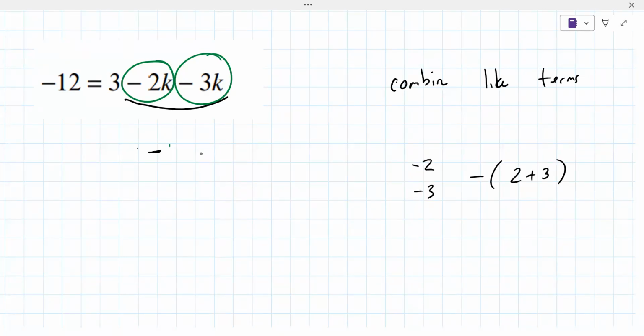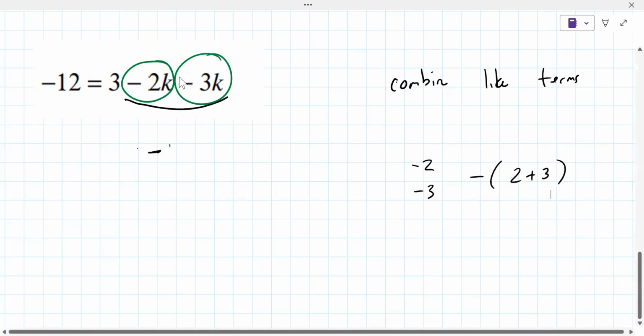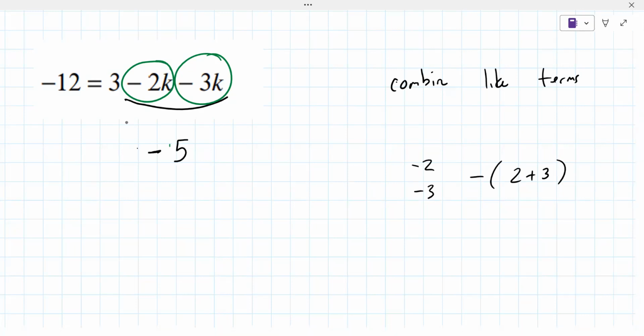So it's not read like 2k minus 3k. No, it's read minus 2k minus 3k. But you don't subtract the 3 from the 2, even though there's a minus. No, because it's really negative 2. You're subtracting 3 from negative 2, so you'd be adding 3 and 2. Would that be -5? Yes, because you just keep the same sign. Okay.